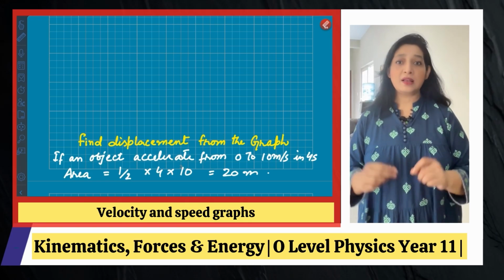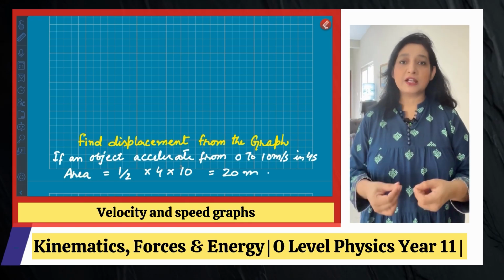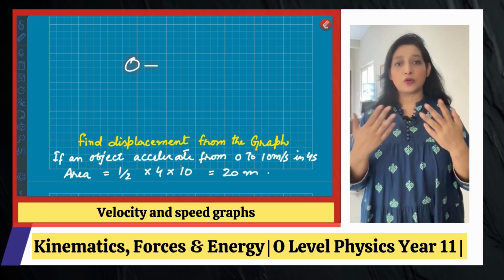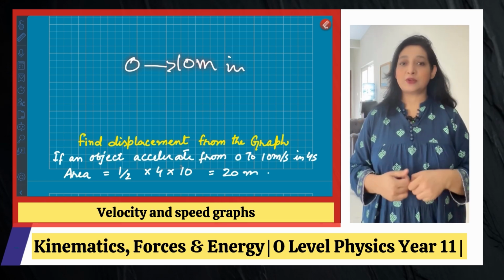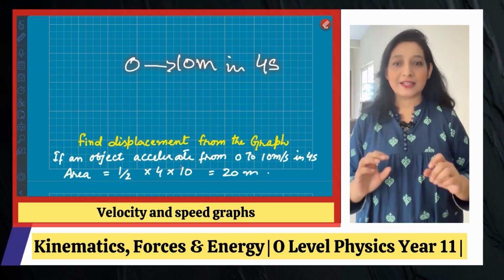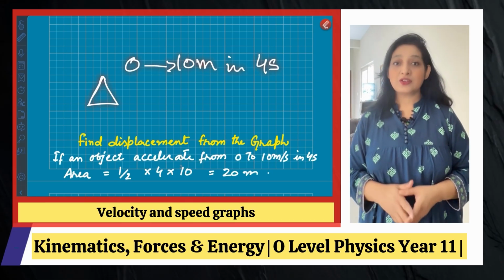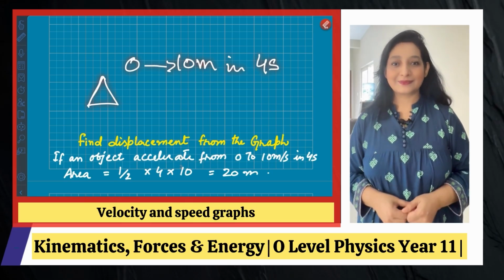For example, if an object accelerates from 0 to 10 meters per second in 4 seconds, it is a triangle shape. I am showing the mathematical calculation on the screen. That displacement is 20 meters. That's it.